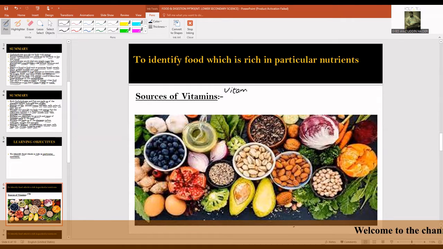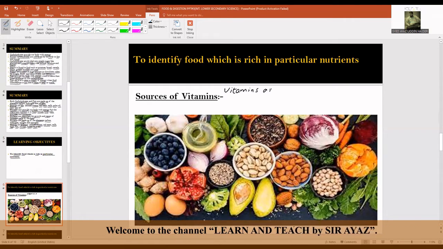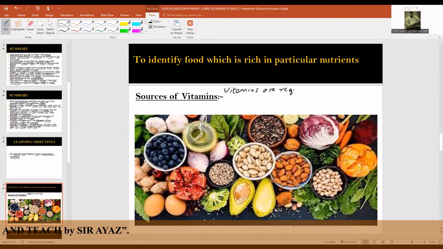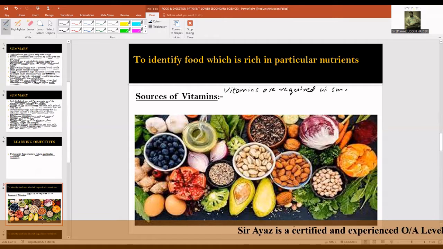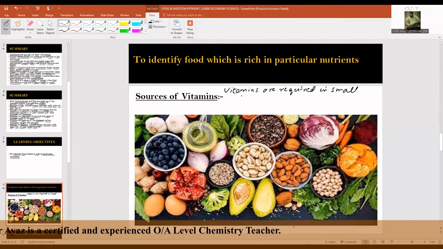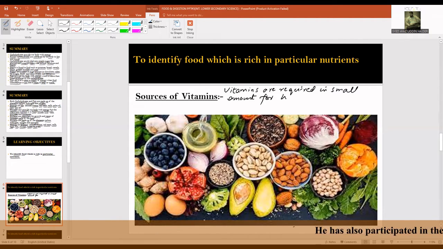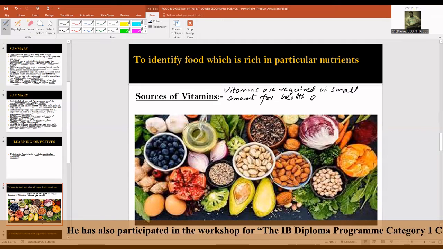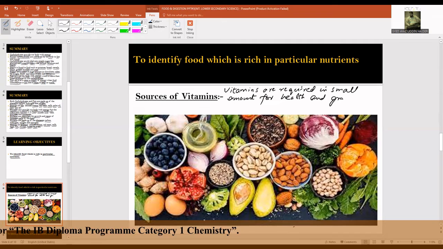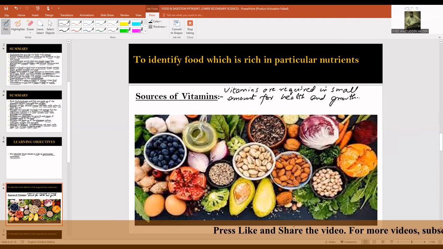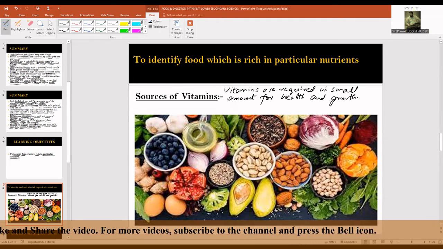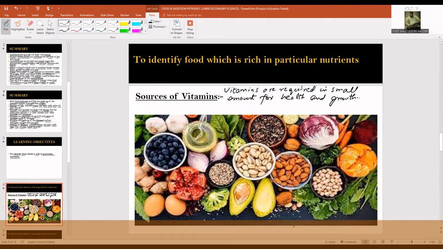Vitamins are required in small amount for health and growth. However, excess vitamins are responsible for causing toxicity in our body. In the next slide, I will talk about functions, deficiency problems, and sources for different vitamins.